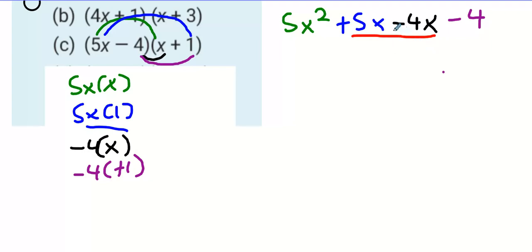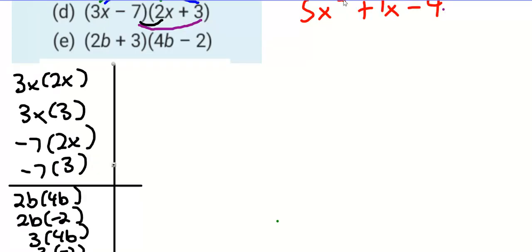Okay. Now what's next, guys? What happens when we add them through the middle? Nearly done, see? What's 5x take 4x? 1x. And then the end is minus 4. All right, I'll start with D now, okay?